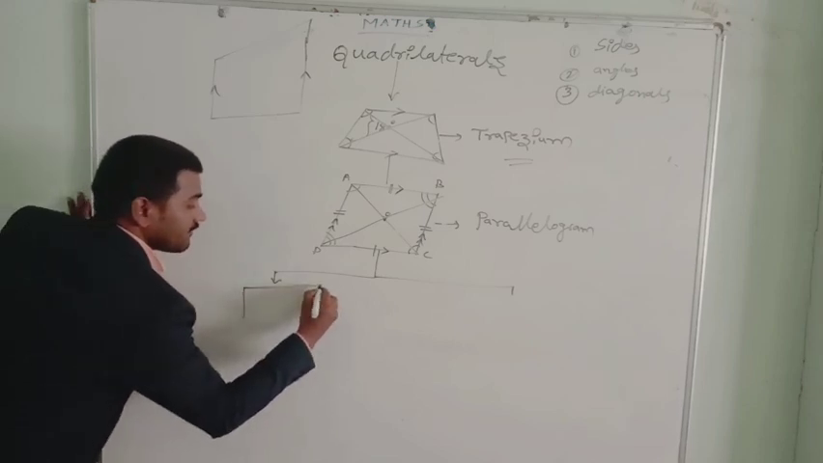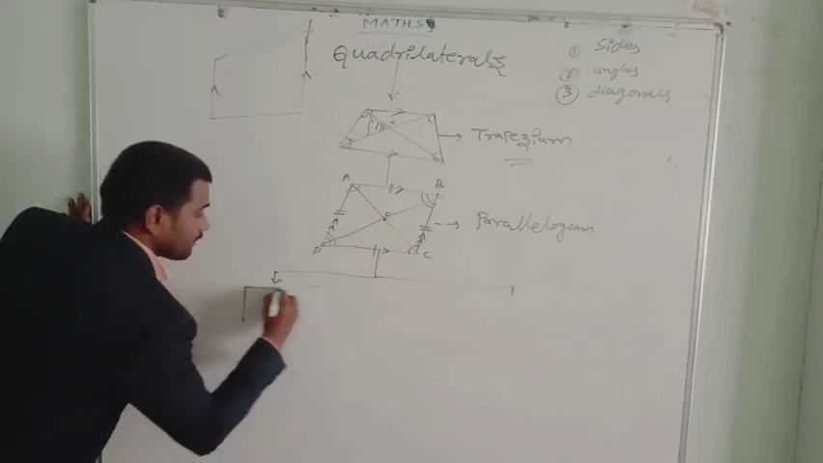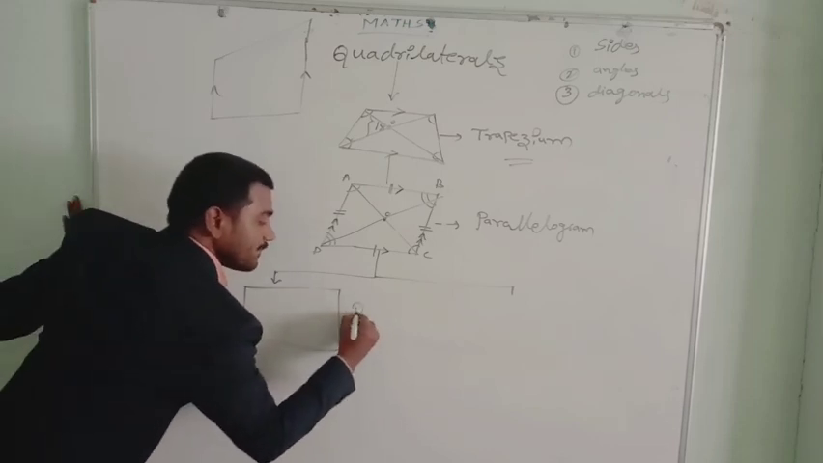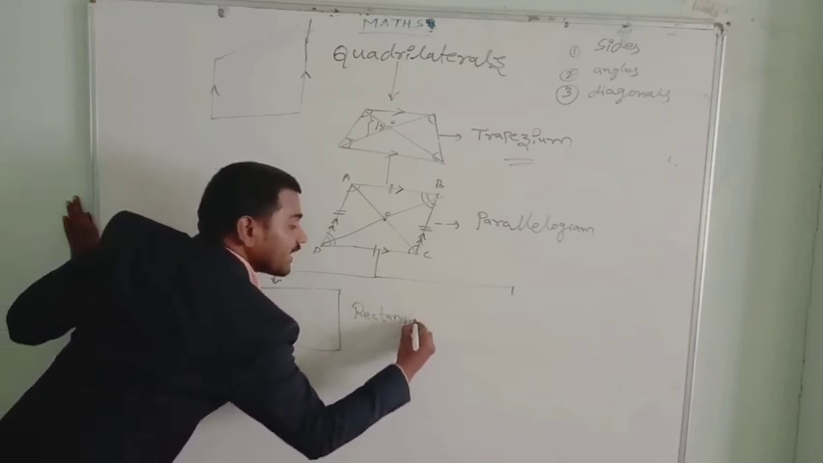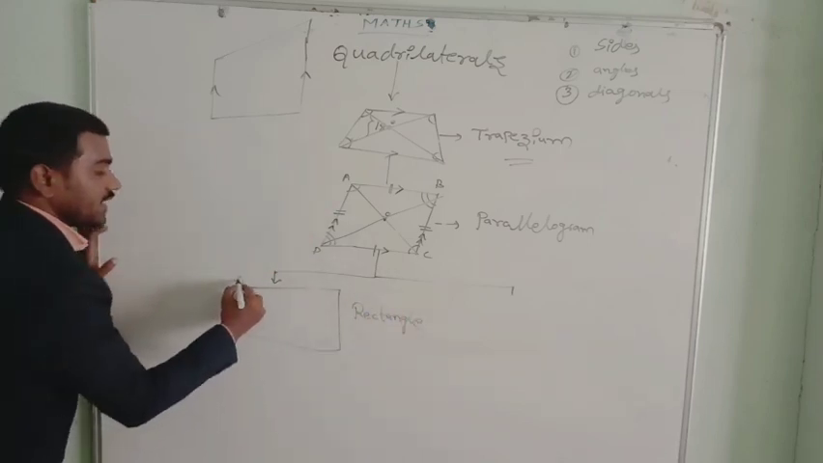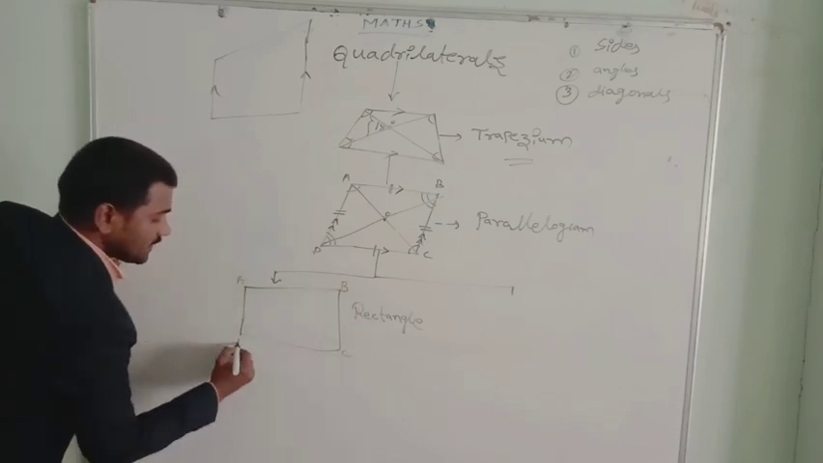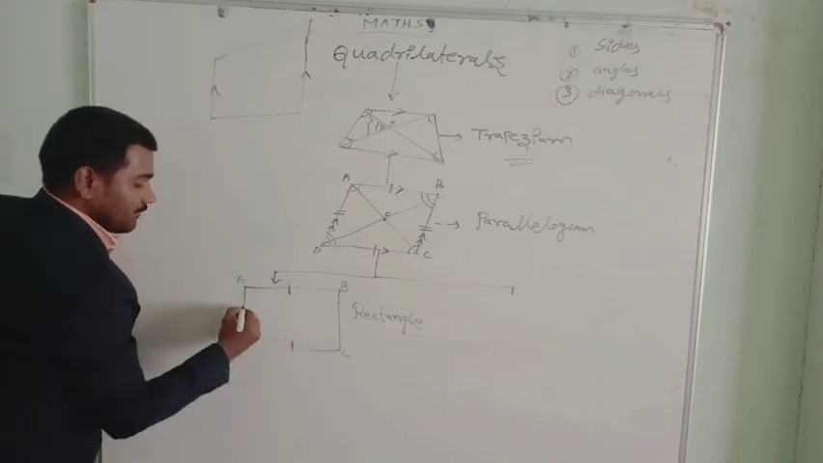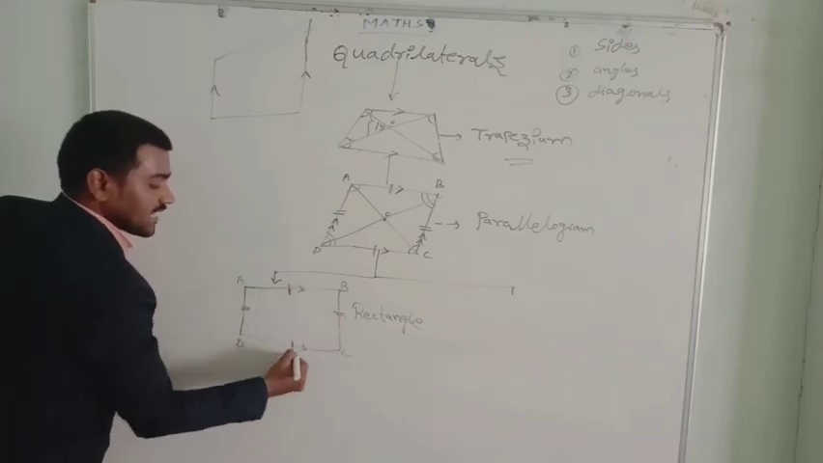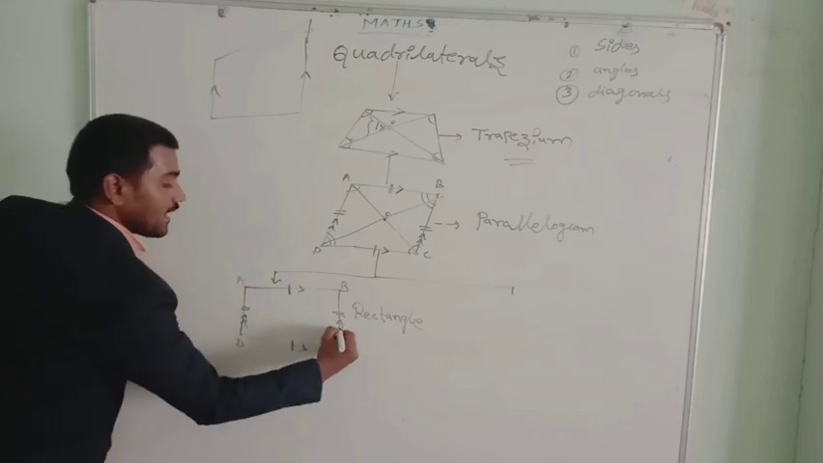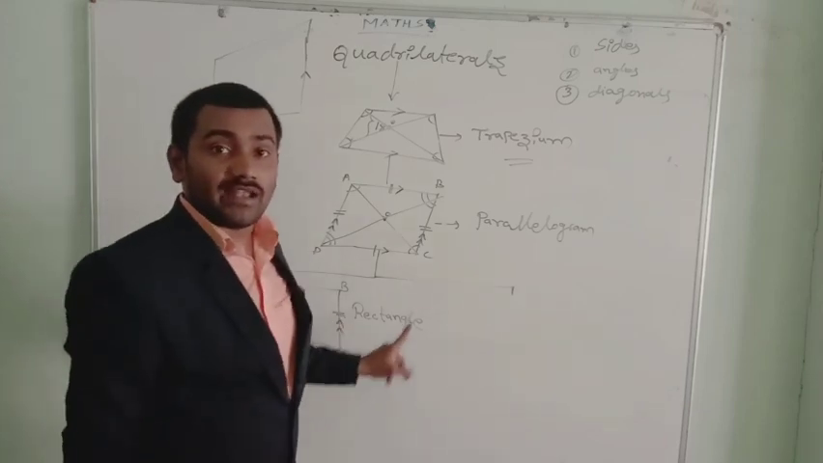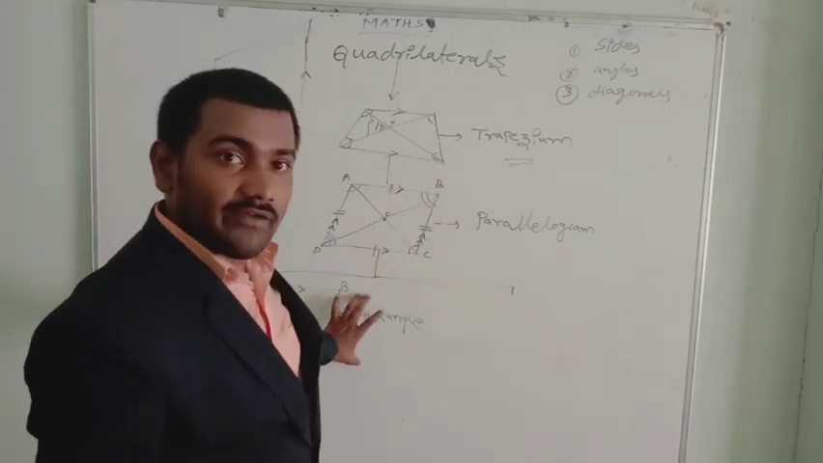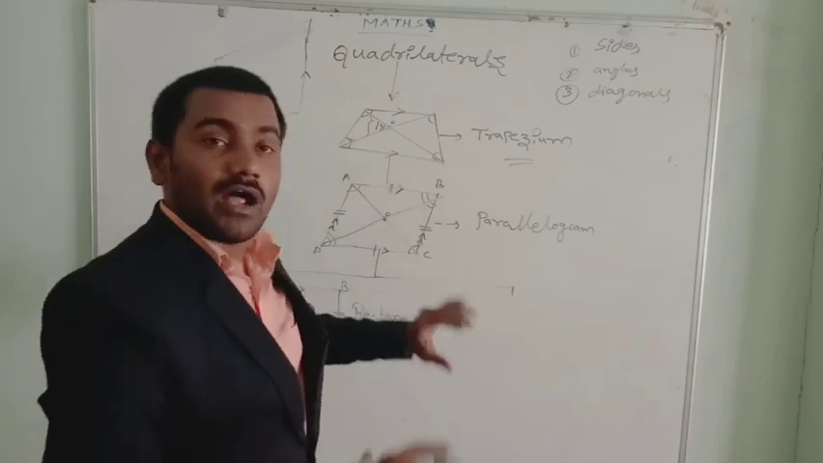what is this. Can everybody tell this? Yes, your guess is correct. This is a rectangle. In the rectangle, let's give the name ABCD. In this, what about the sides? Opposite sides are equal and opposite sides are also parallel. Opposite sides are equal and parallel like a parallelogram.